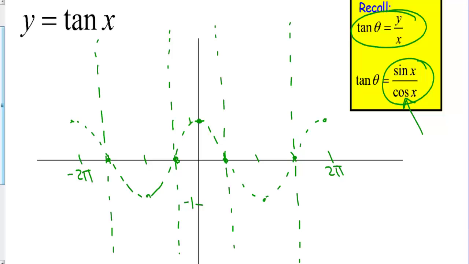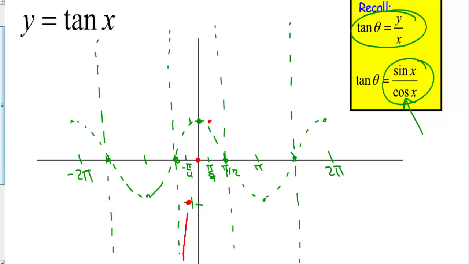Well, now the way tangent acts is this would be pi. This is pi over 2. So this is half of that. That's pi over 4. And we have negative pi over 4. And the tangent of negative pi over 4 is -1. The tangent of 0 is 0. And the tangent of pi over 4 is 1.